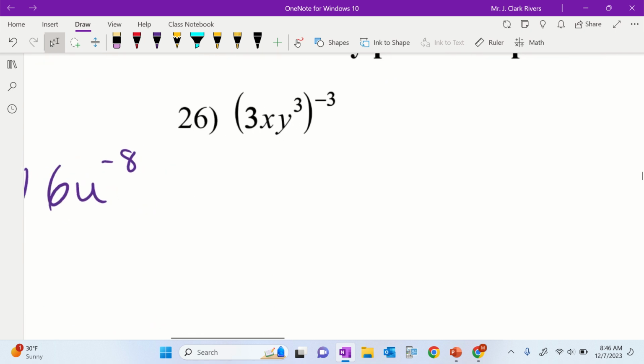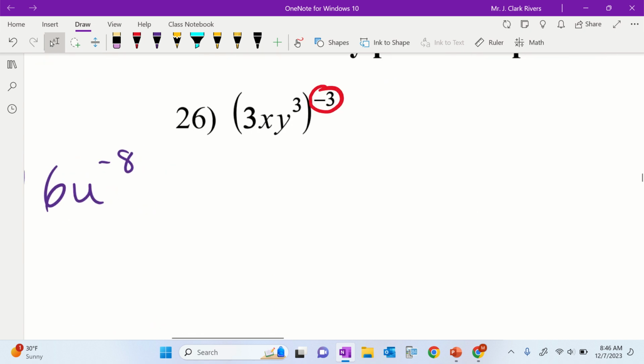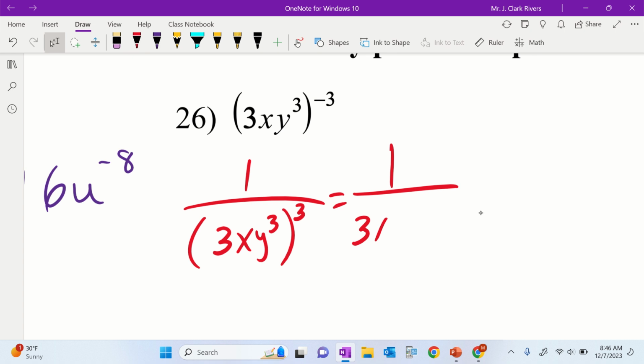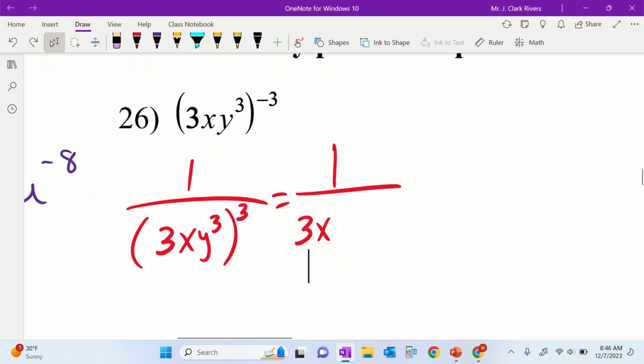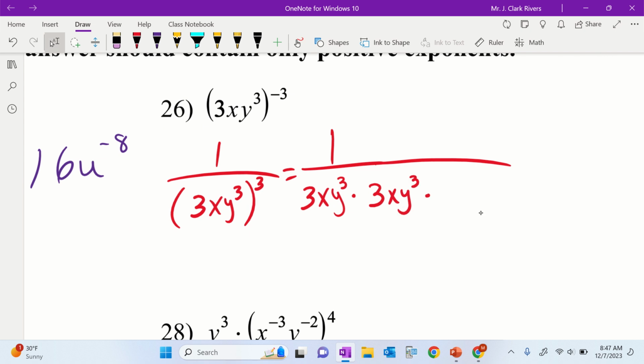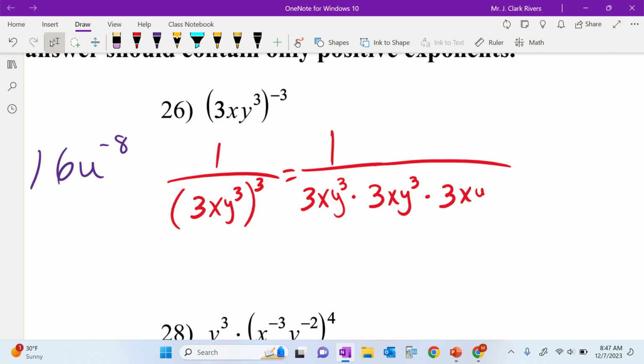Ooh, this is a tough one. Okay. First, let's rewrite this so that this exponent is positive. So we're going to take that whole thing and we're going to drop it down into the denominator, and it becomes 3xy to the 3rd. And we're going to take this to the power of positive 3 now. So it's 1 over 3xy cubed multiplied by 3xy cubed multiplied by 3xy cubed.